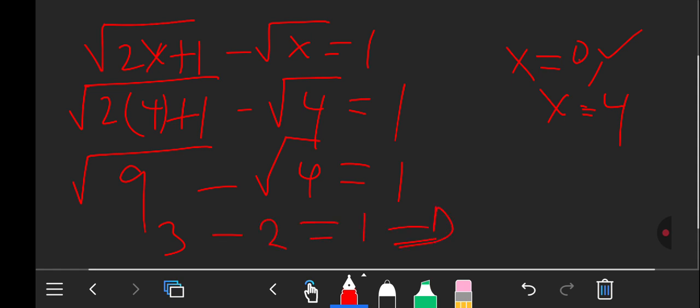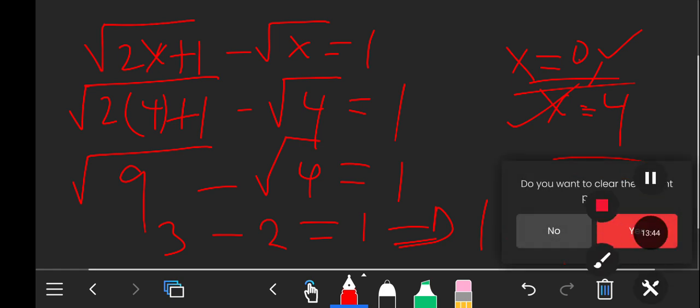From this we can see that 3 minus 2, that is 1, is equal to 1, and 4 is also part of the solution. So these two are correct answers. They are not just correct, they are answers to this question. Now let's do the last one.